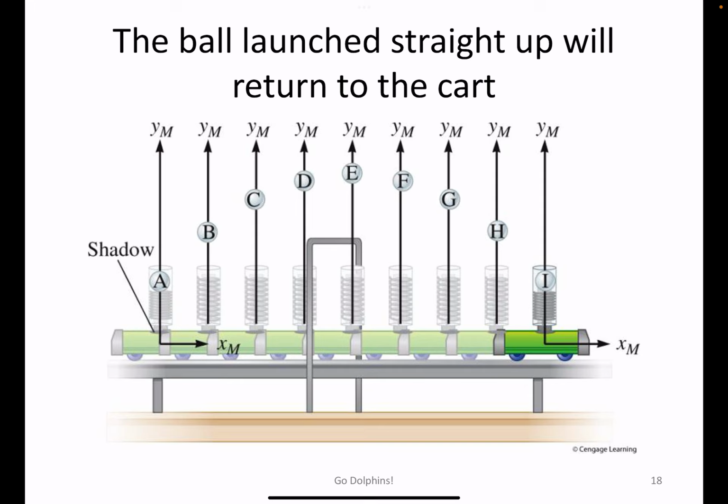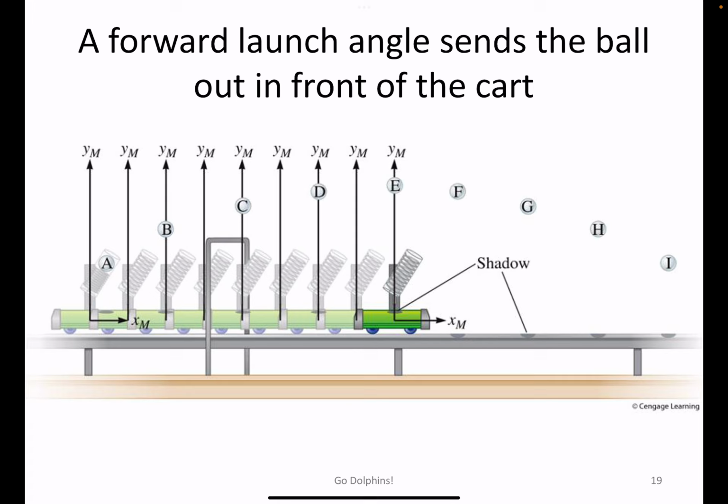The answer, which might be surprising, is that you still need to launch the ball straight up. As this diagram shows, if you launch it straight up from a moving cart, it will land back in the cart. If you launch it forward, it will fly out in front of the cart. This is because the ball, once launched, retains the horizontal velocity it had from the cart. Its horizontal motion and its vertical motion are completely independent of each other. This is the single most important principle for understanding projectile motion.